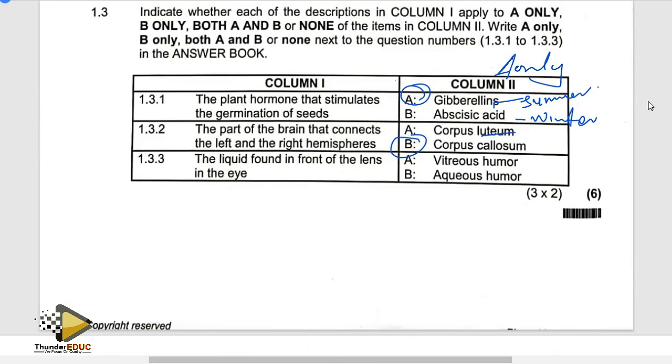And then 1.3.3, the liquid found in the front of the eye, in front of the lens. How do you call that fluid? The behind part we call vitreous humor, while the in front part we call the aqueous humor. So the answer is going to be B only, and also here it is going to be B only. So those are the answers, so that now you can get those 6 marks. Check these sections. They're simple, clearly stated, and you can answer them and get the marks without any stress.